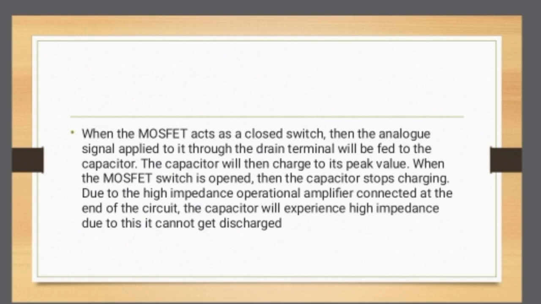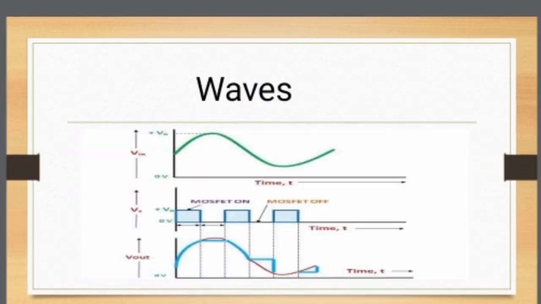The capacitor will then charge to its peak value. When the MOSFET switch is opened, then the capacitor stops charging. Due to the high impedance operational amplifier connected at the end of the circuit, the capacitor will experience high impedance. Due to this, it cannot get discharged. This is the wave diagram.